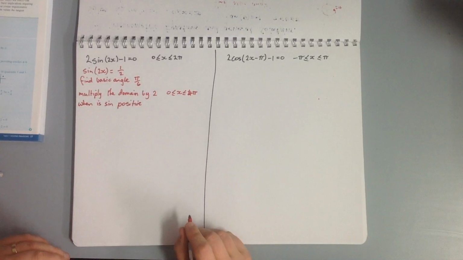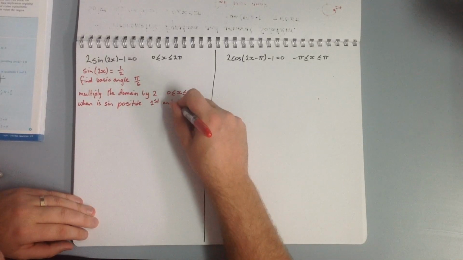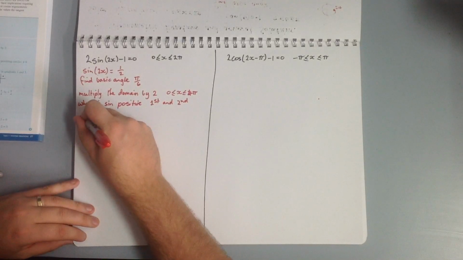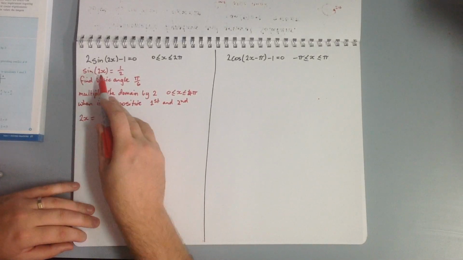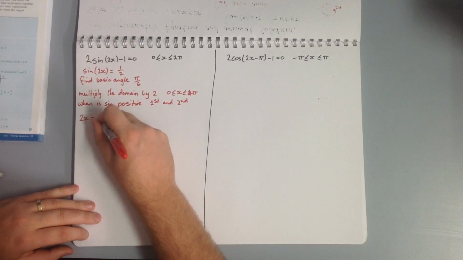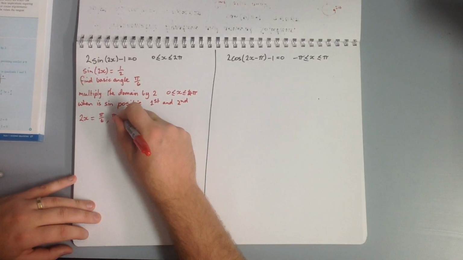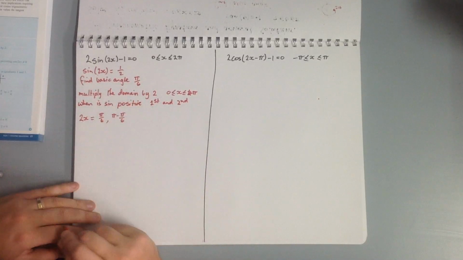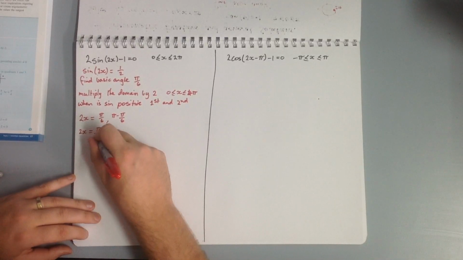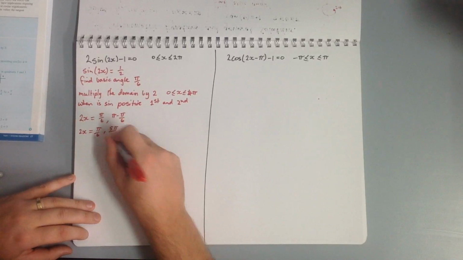Okay, so sine is positive in the first and second quadrants. So that means we've got 2x, because it's not just x this time, it's 2x. In the first quadrant, it's simply going to be pi on 6. In the second quadrant, it's going to be pi minus pi on 6. So we're going to say 2x equals pi on 6 and 5 pi on 6.